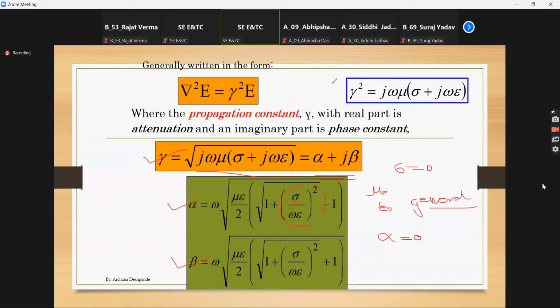Okay, this slide will be shared. This PPT will be shared in the Google Classroom so that you can note down all the expressions.